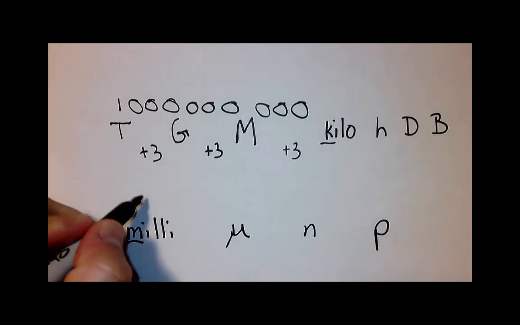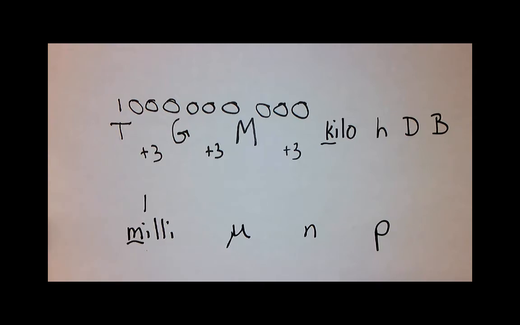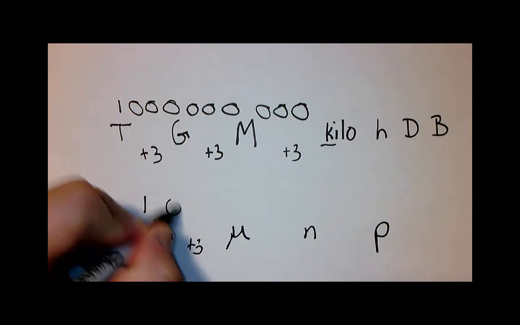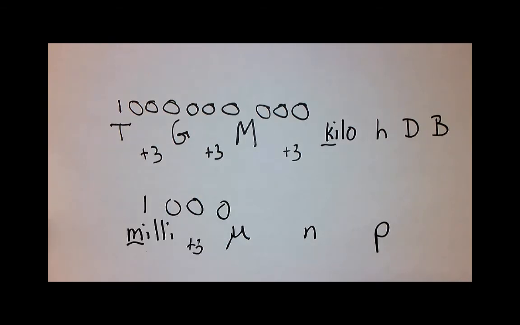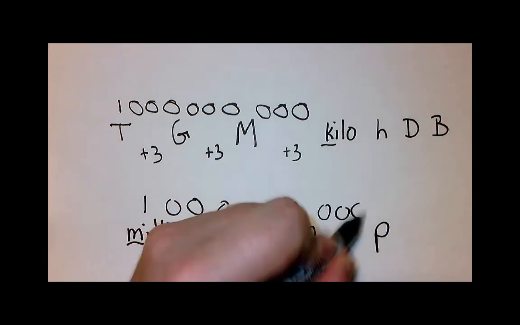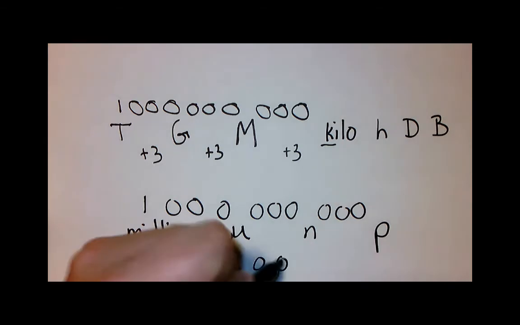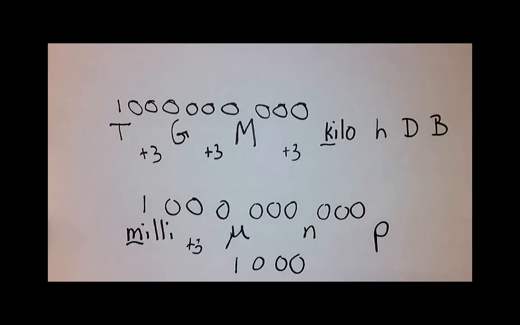If we have 1 millisecond or millimeter or anything like that, 3 steps in between milli and micro, so 1, 2, 3, 1,000 microseconds in a millisecond, 1,000,000 nanoseconds in a millisecond, and 1,000,000,000 picoseconds in a millisecond. And if you want to go between these 3, say you have 1 microsecond, how many nanoseconds is that? That would be 1,000.